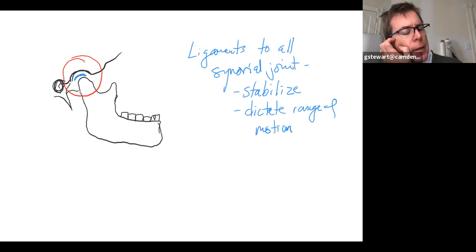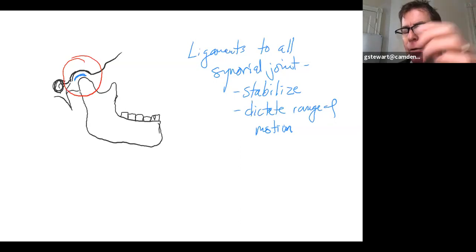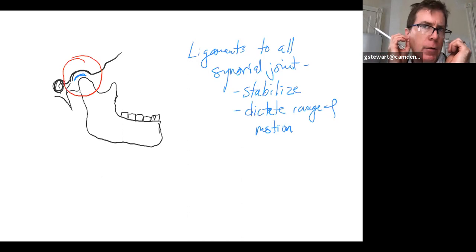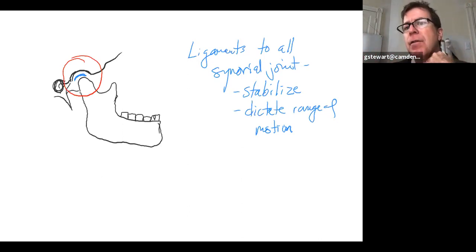So if you think about it, certain ligaments, as they get tightened, they limit range of motion, but usually on the opposing side, those ligaments are loose, allowing for motion in that direction. If you just bend your knee as far as you can, trying to put your heel to your gluteal muscles, you know that it gets tight on the anterior side of your knee and it's loose on the posterior side. So they stabilize as well as dictate range of motion.